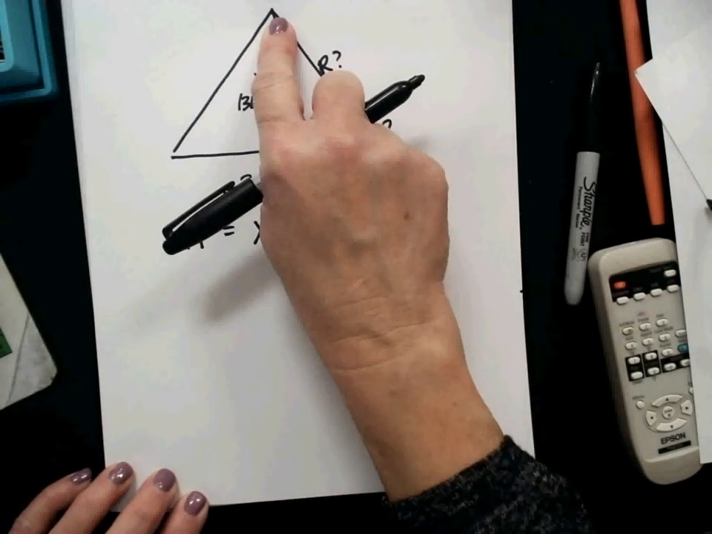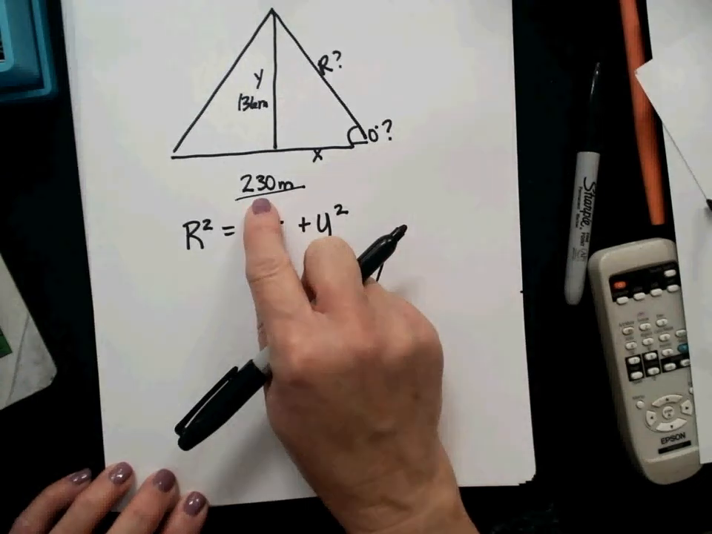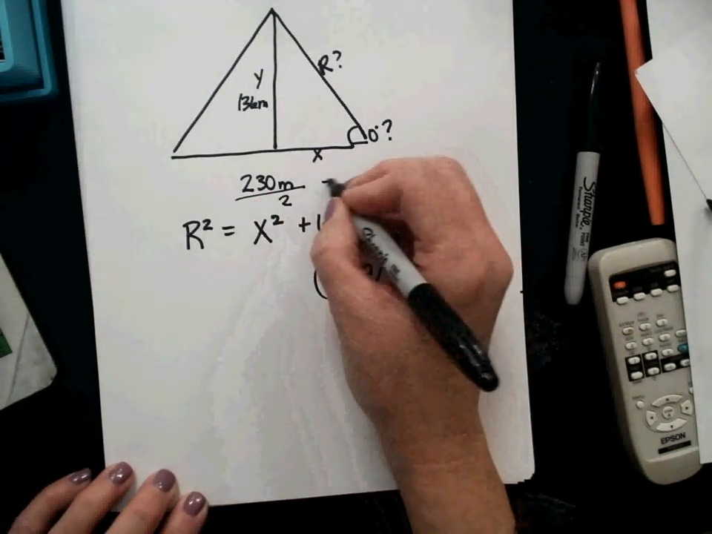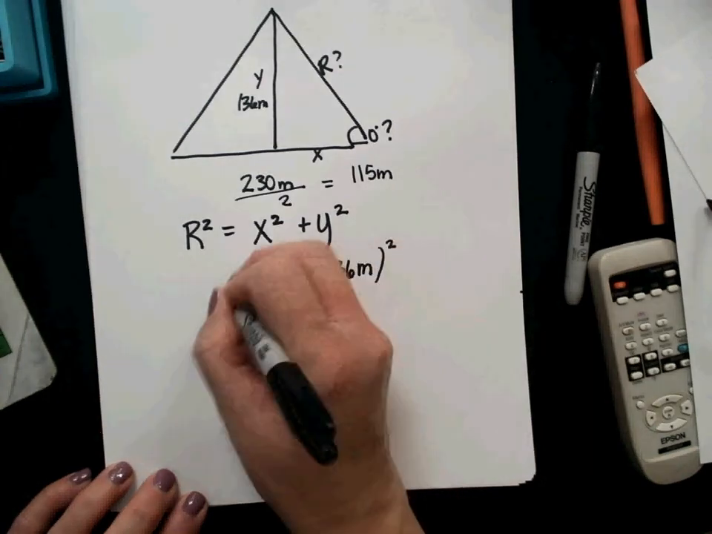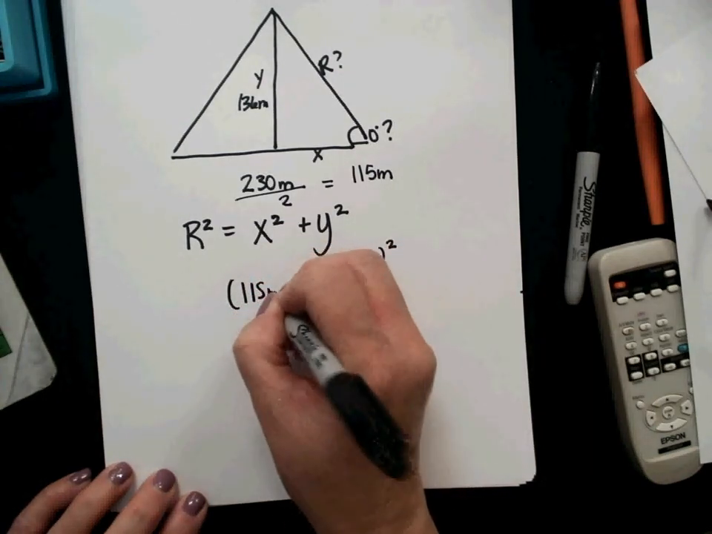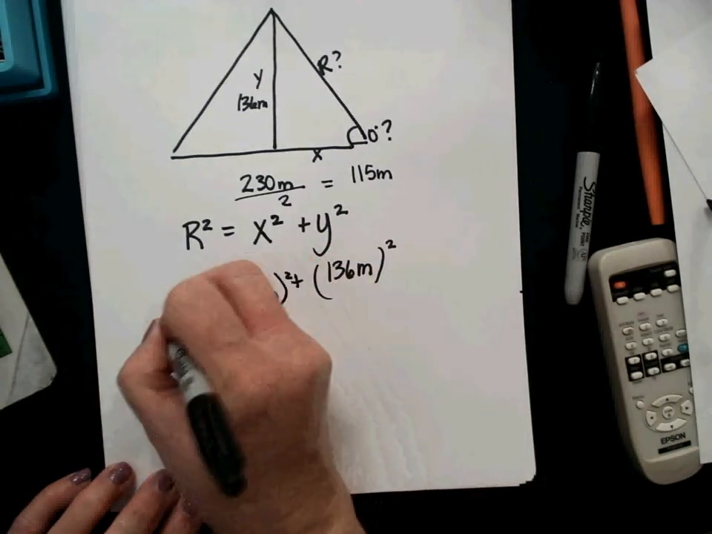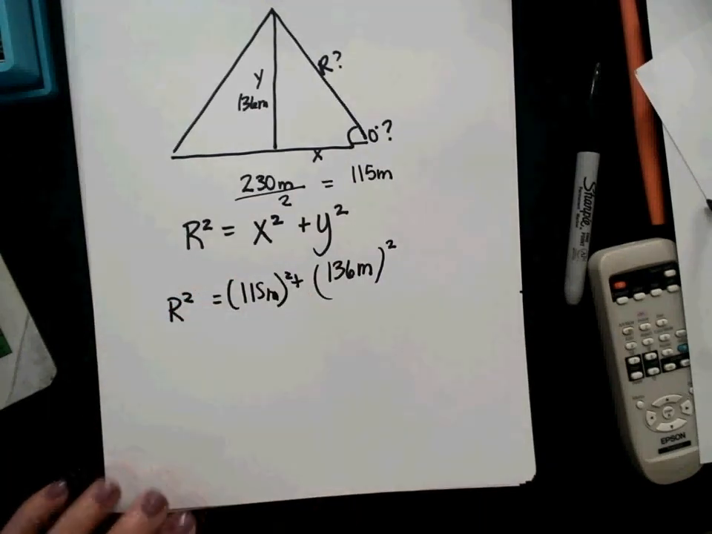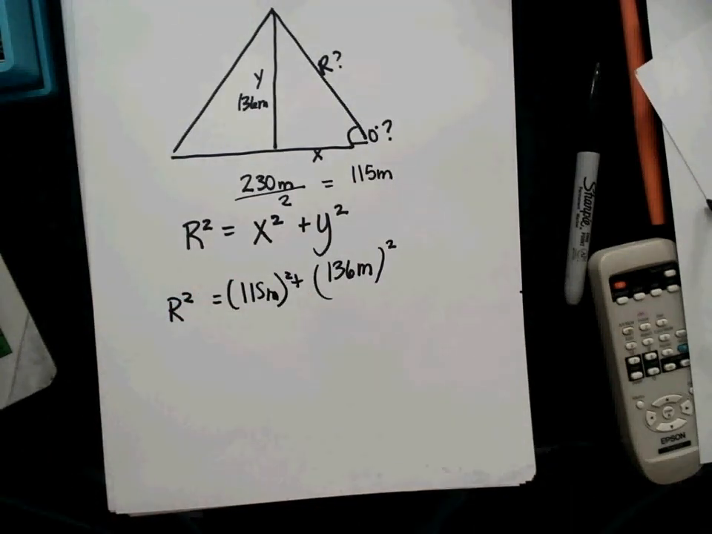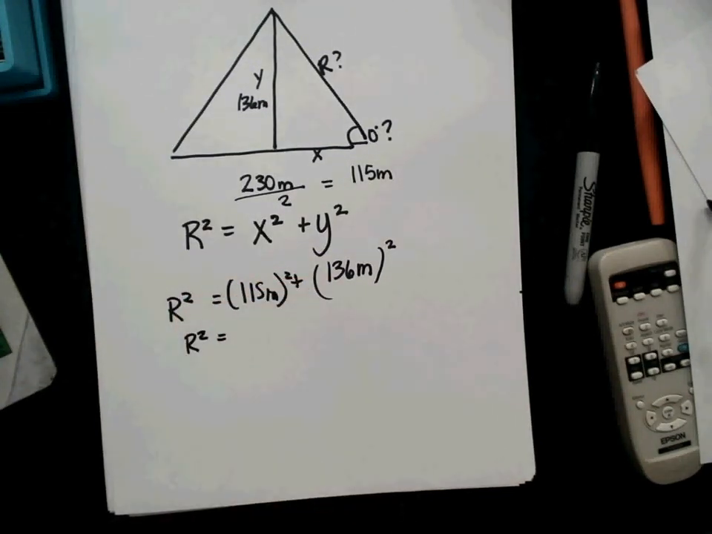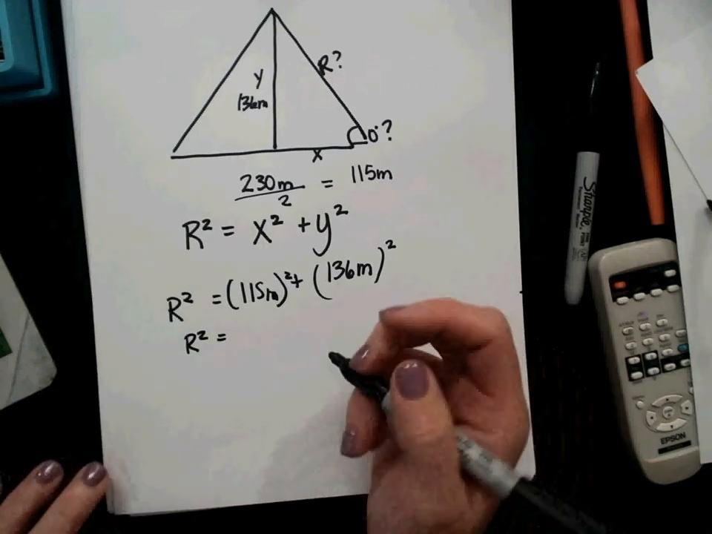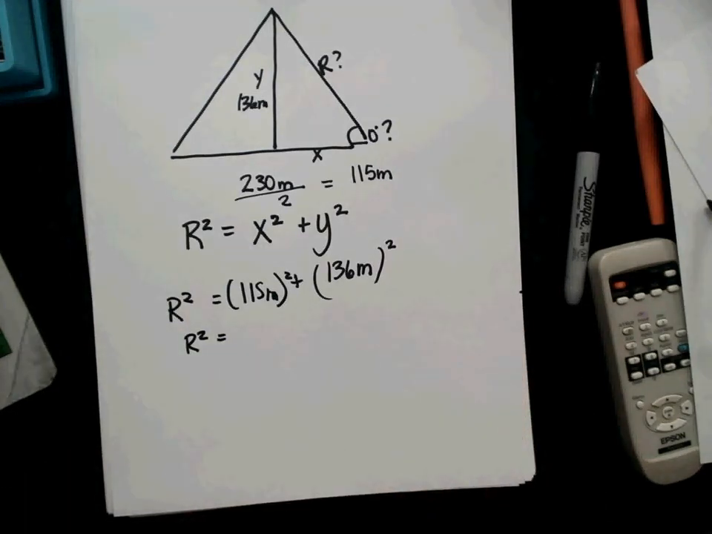What quantity would I need to use for x? I need to start with this, but if I want to know the height, what do I have to do with this? Would you say, Jaden? Yeah, divide it by 2, which is 115. Okay, so this is 115 meters squared, and all of that equals r squared. So work through that. We'll see what we come up with.